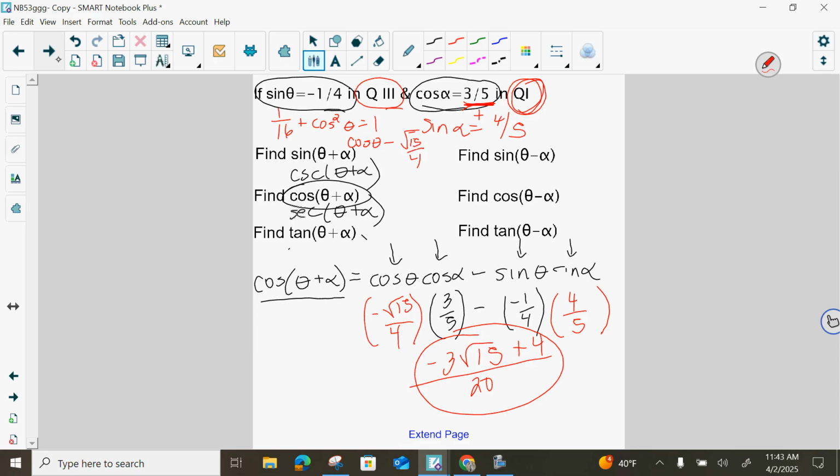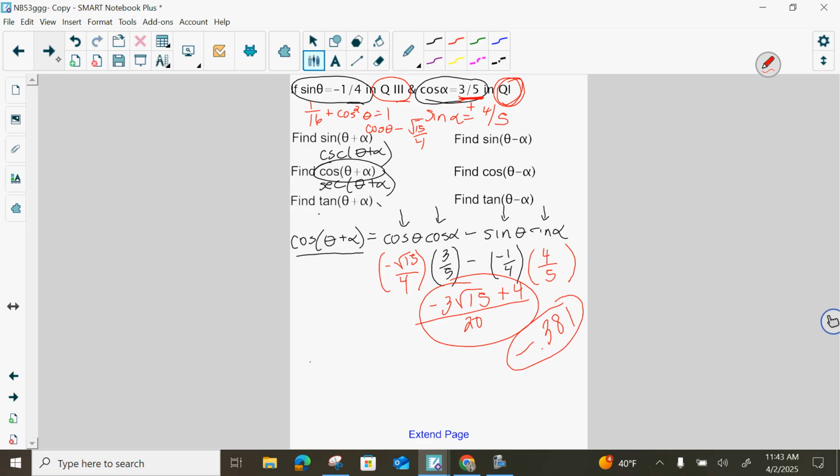Let's check yourself. Go get a decimal for that. I don't know what I did with my calculator. You guys get negative 0.381? Right, negative 0.381. All right, so let's see if that matches.